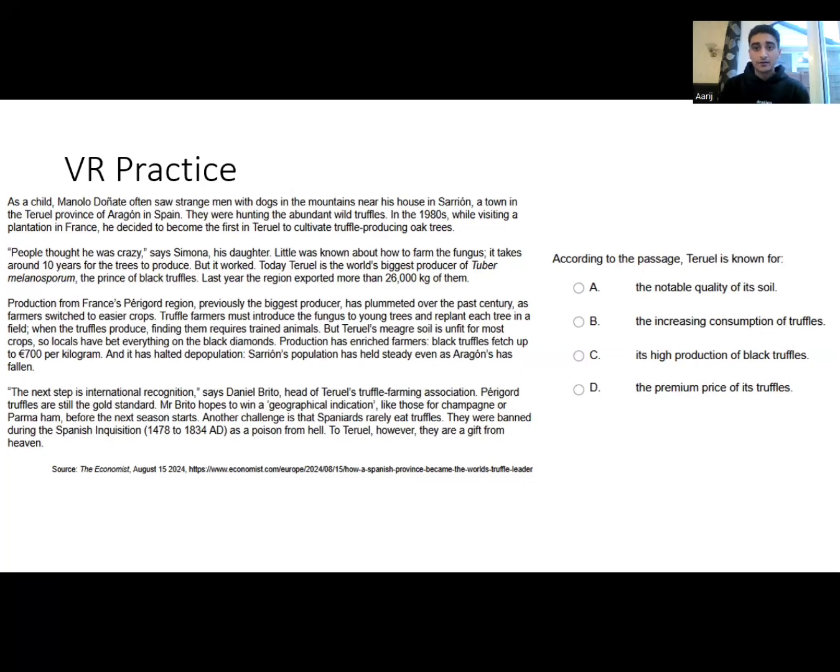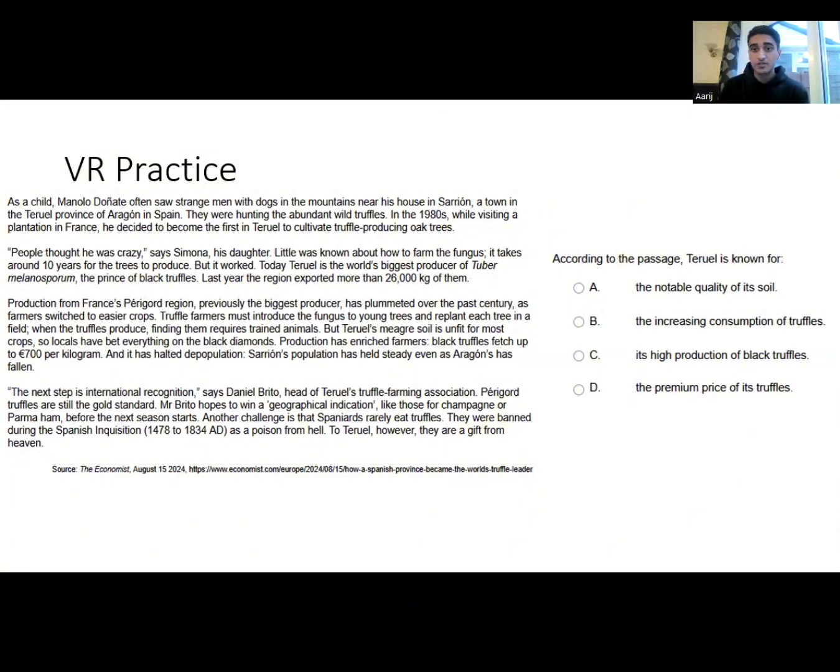So the correct answer here is actually C, because in paragraph 2, I'll just show you with my mouse, it says that Trull is the world's biggest producer of tuber melanosporum, the prince of black truffles. And it says last year the region exported more than 26,000 kilograms of them. So we know that Trull is high production of black truffles. It produces a lot of them, doesn't it?